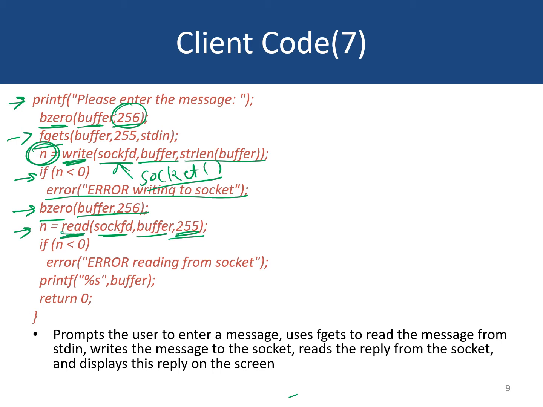Once again, if the read is successful, it will return the number of characters or bytes that were successfully read from the socket. If there was an error in reading from the socket, the read will return a negative value. If that happens, then once again we will print the error message on the screen and terminate the program. If not, if everything goes smoothly, we'll simply print the content of the buffer, which will contain the message or acknowledgement received from the server, and then this return 0 will terminate the main program and the client itself.